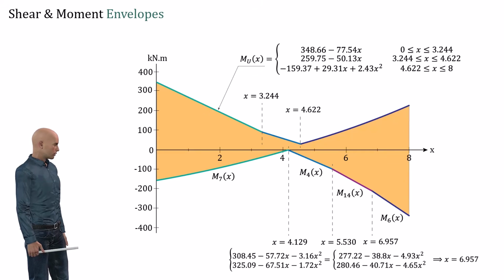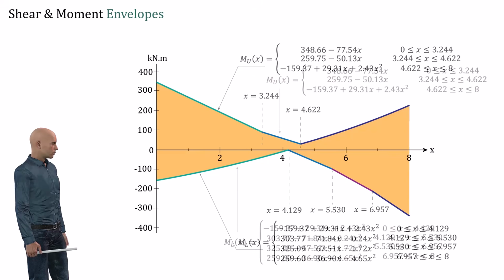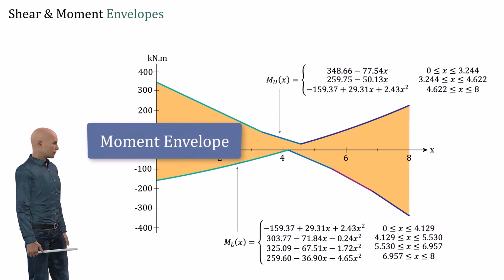Therefore, the lower boundary of the moment envelope can also be defined as a piecewise function, like this. Together, the upper and lower boundary functions define the moment envelope for the column. This envelope can be used to identify the maximum and minimum bending moment values that the member may experience under the load cases considered. The value of the envelope becomes most apparent when we move from analysis to design.